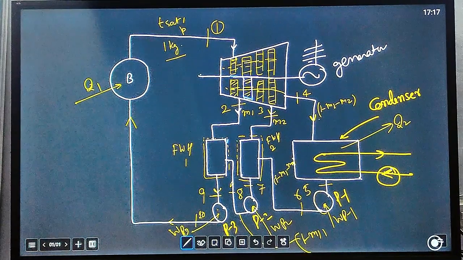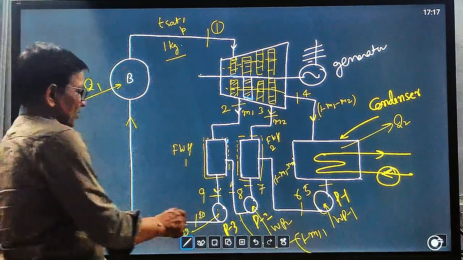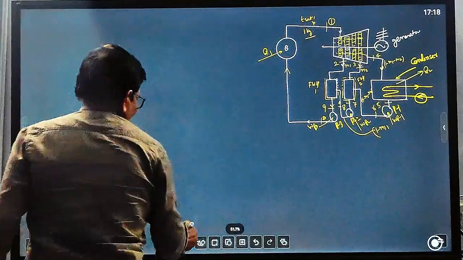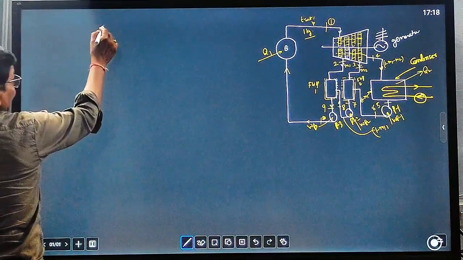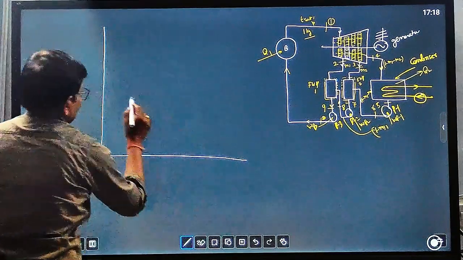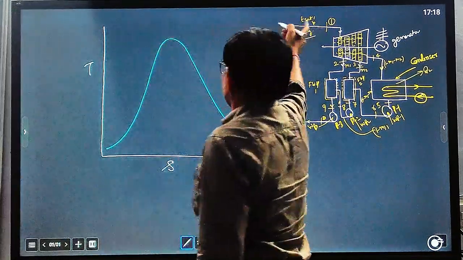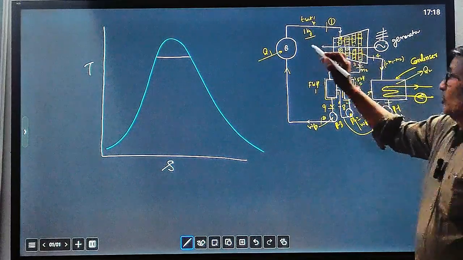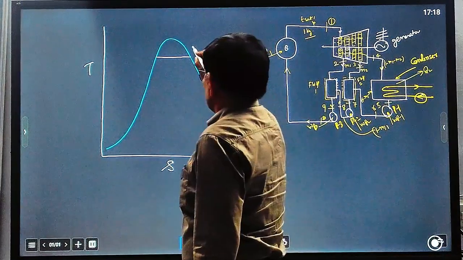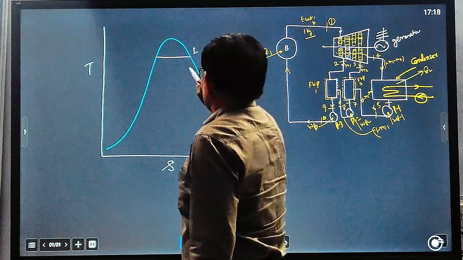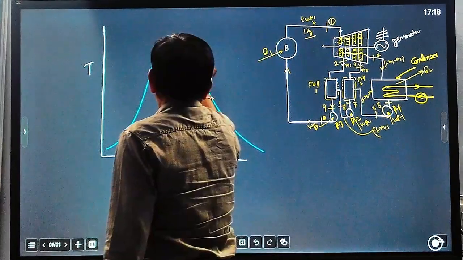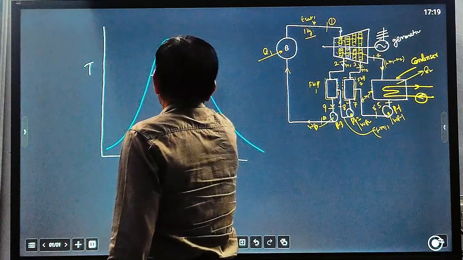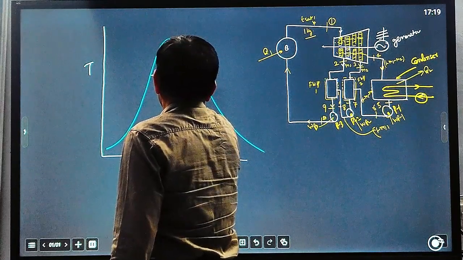Now the same thing we will show on the TS diagram. So let us minimize the size and draw the TS diagram. We draw the same thing on the TS diagram, the temperature entropy diagram. Starting from state 1, because we have already taken that this is a saturated state, we take saturation state 1 and expand here up to 2, where the pressure at point 2 is P2, and this is the pressure P1.